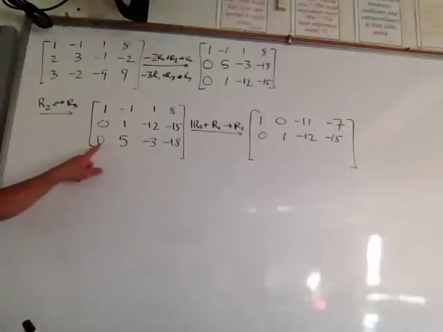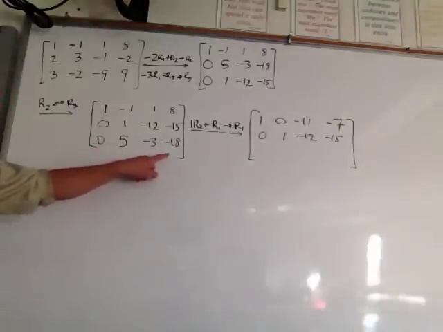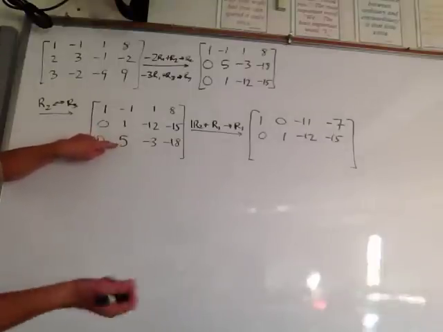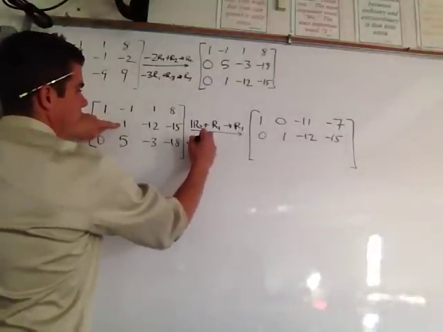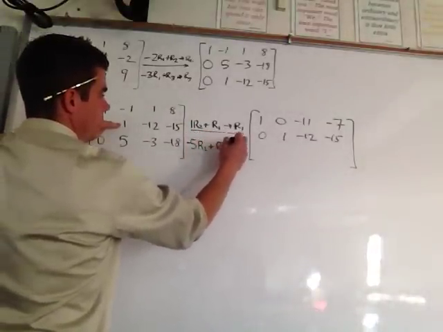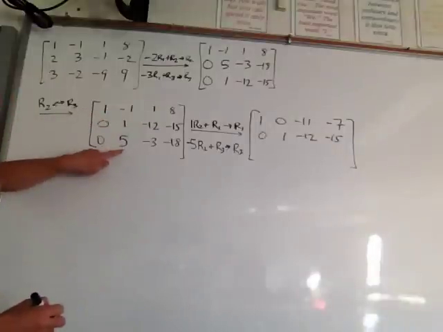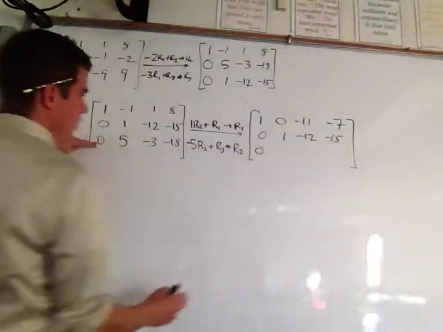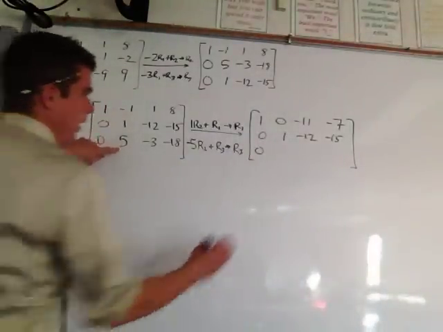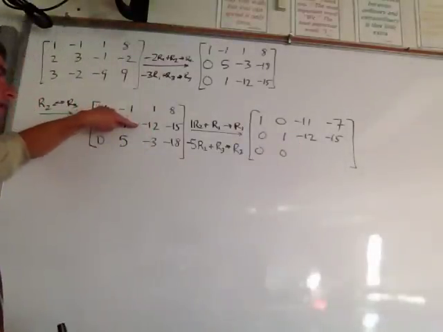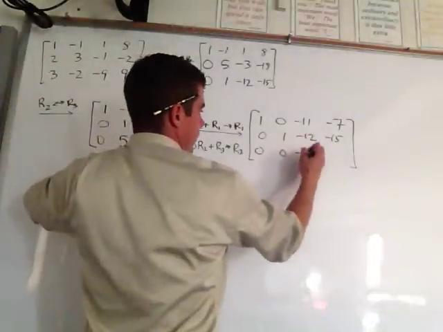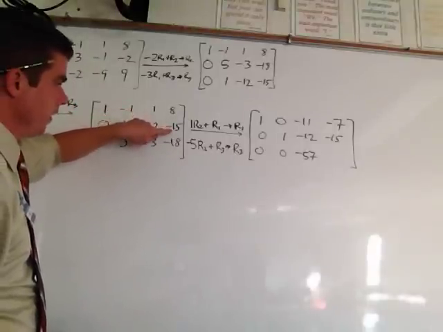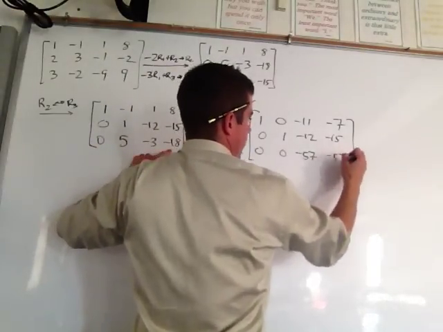And then I can certainly change row 3 by multiplying row 2 by a coefficient that would knock out this 5, and that coefficient would be negative 5. If I do negative 5 times row 2 and add it to row 3, putting the result into row 3, that will give me the desired 0 here. So negative 5 times 0 plus 0 is 0. Negative 5 times 1 plus 5 is 0. Negative 5 times negative 12 is 60, plus 3 is negative 57. And then negative 5 times negative 15 is 75, minus 18 is negative 57.